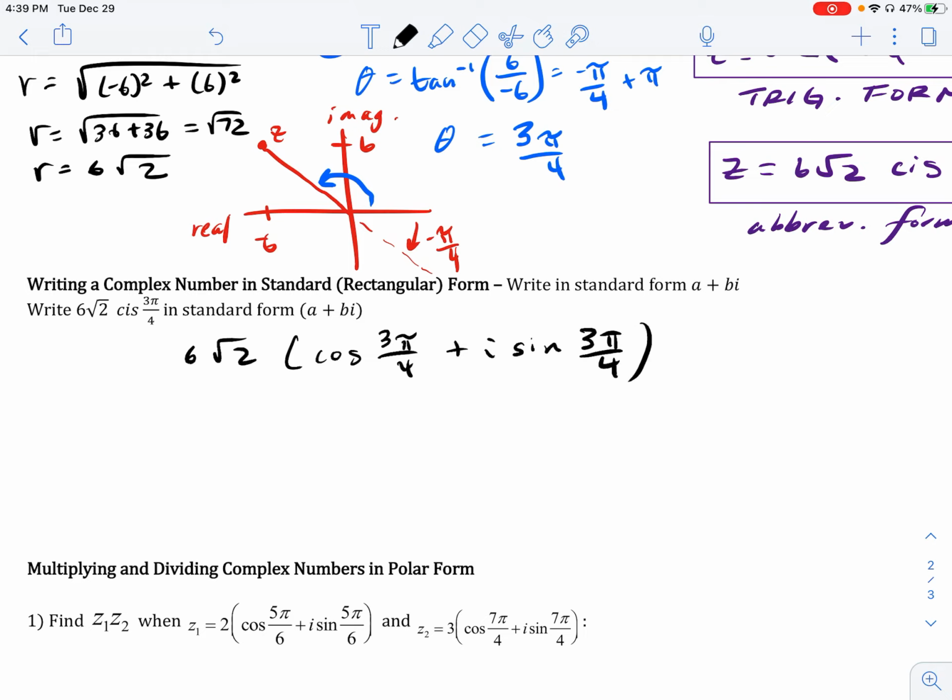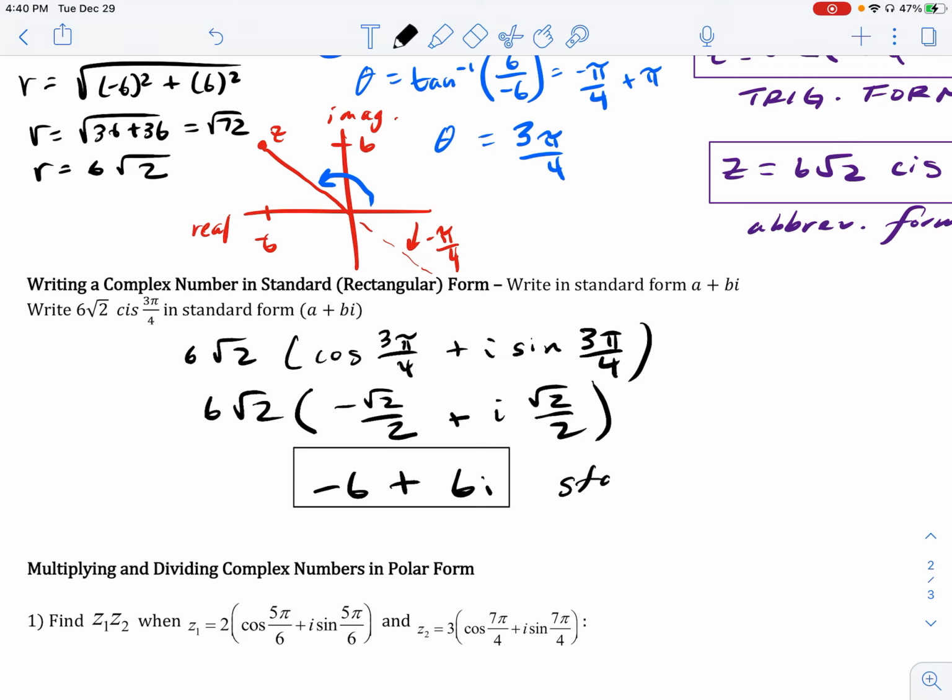And the way to write this into standard form is really just to evaluate it. We're going to write 6 root 2. What is the cosine of 3 pi over 4? Negative root 2 over 2. What is the sine of 3 pi over 4? Positive root 2 over 2. And then we're going to distribute that 6 root 2 by everything. That would have the root 2's become positive 2. So we just have negative 6 plus 6i. So there's our standard form.